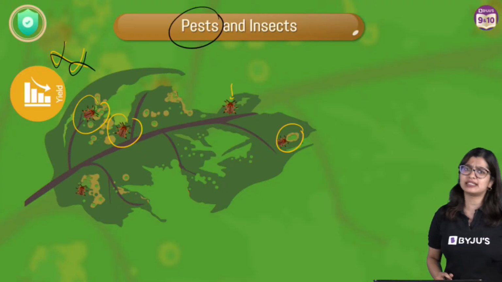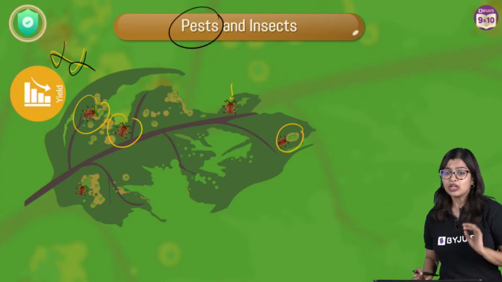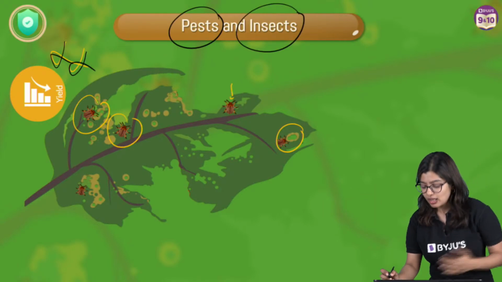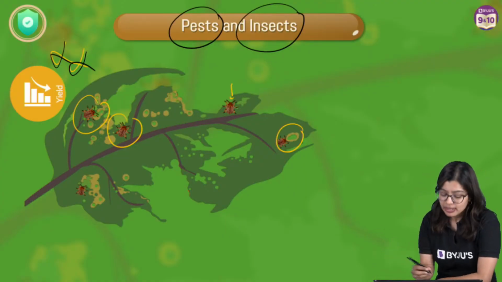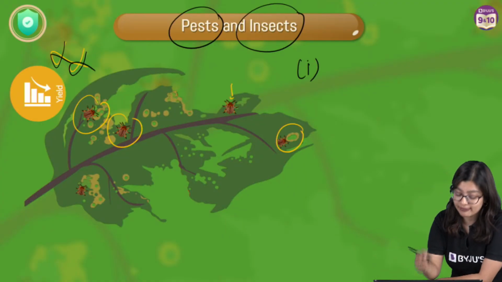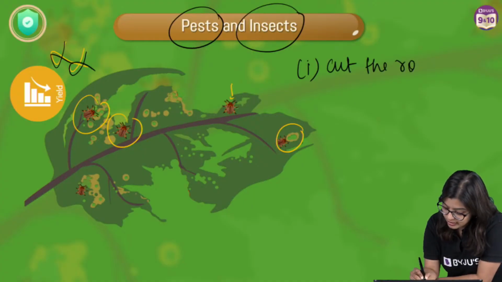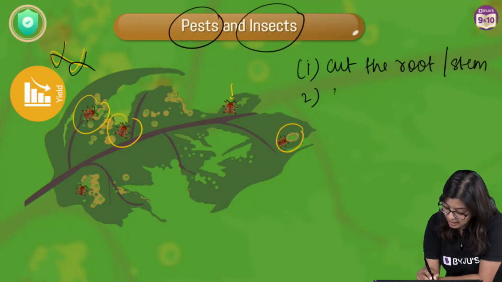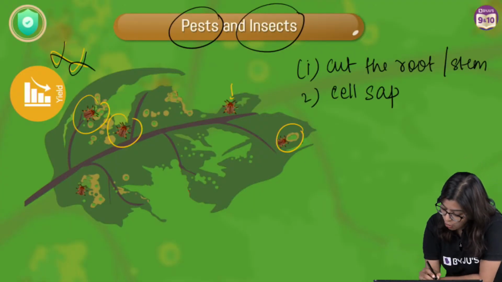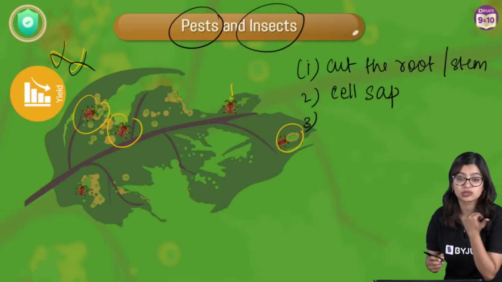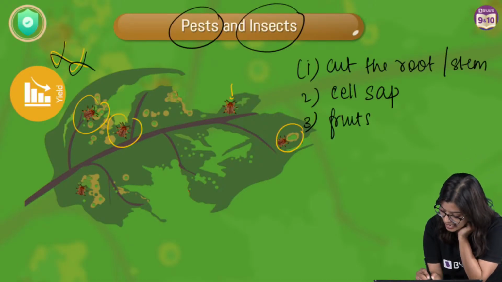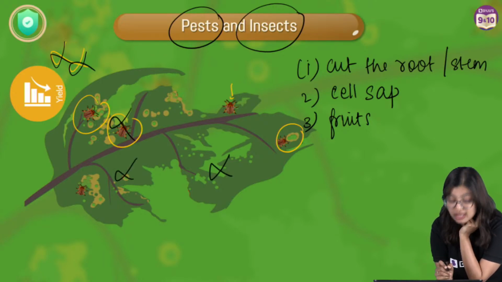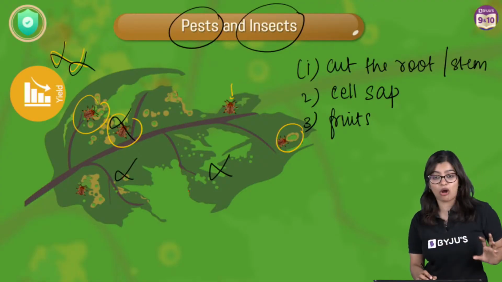What are pests? Pests are basically harmful insects that attack the crops, right? So their intent is to attack. But sometimes insects will just end up feeding on the crop for food. Now, how would these insects or pests attack? They can do it in three ways. They could either cut the root, or the stem, or the leaf in entirety. Or they will end up sucking the cell sap. Or they will eat into the fruits as well. So in all these three ways, they will end up damaging the crop.